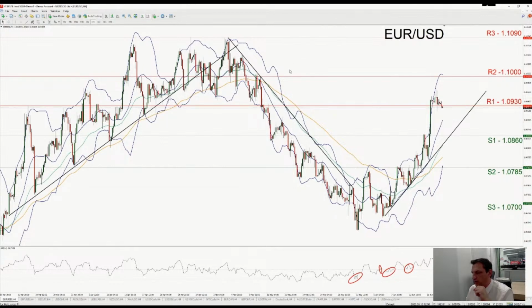For bearish outlook, I would require the pair to drop, break the upward trend line, but also break the 1.0860 and start aiming for lower grounds. Nothing less.